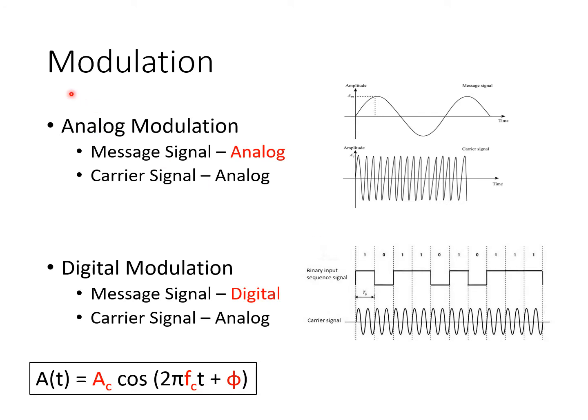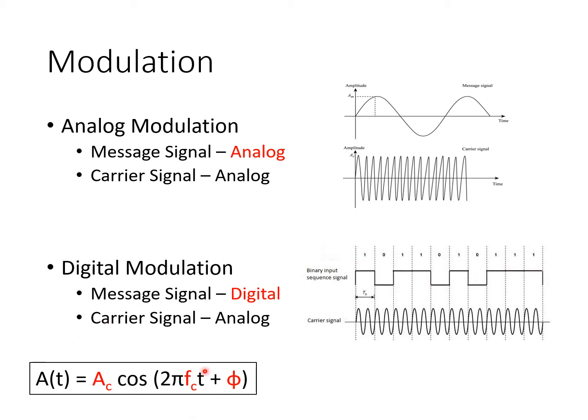We know that modulation is the process of altering some parameter of a carrier signal according to a message signal. In analog modulation, the message signal will be analog. In digital modulation, the message signal will be digital. In both analog and digital modulations, the carrier signal will be analog in nature. You can see that the carrier signal is analog in both cases, while the input or message signal is analog in analog modulation and digital in digital modulation.